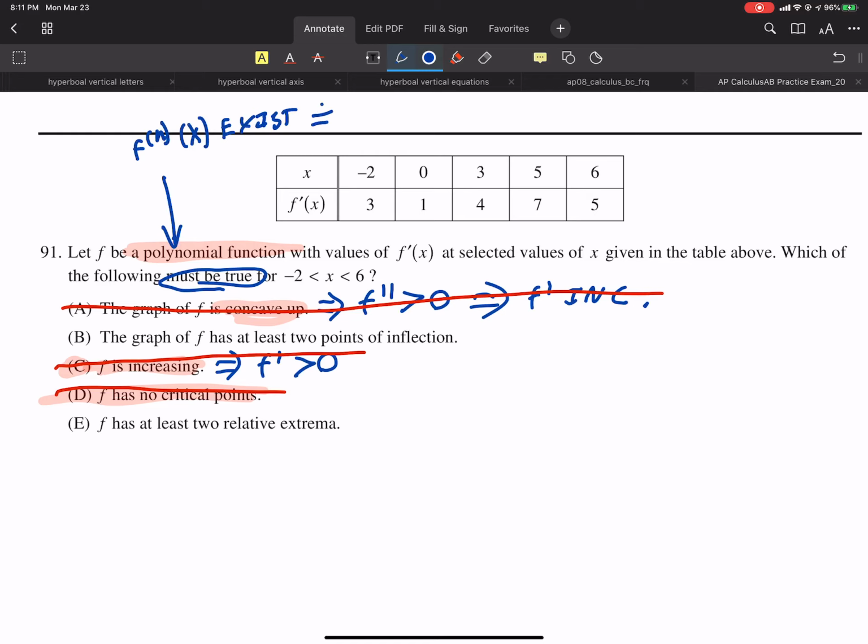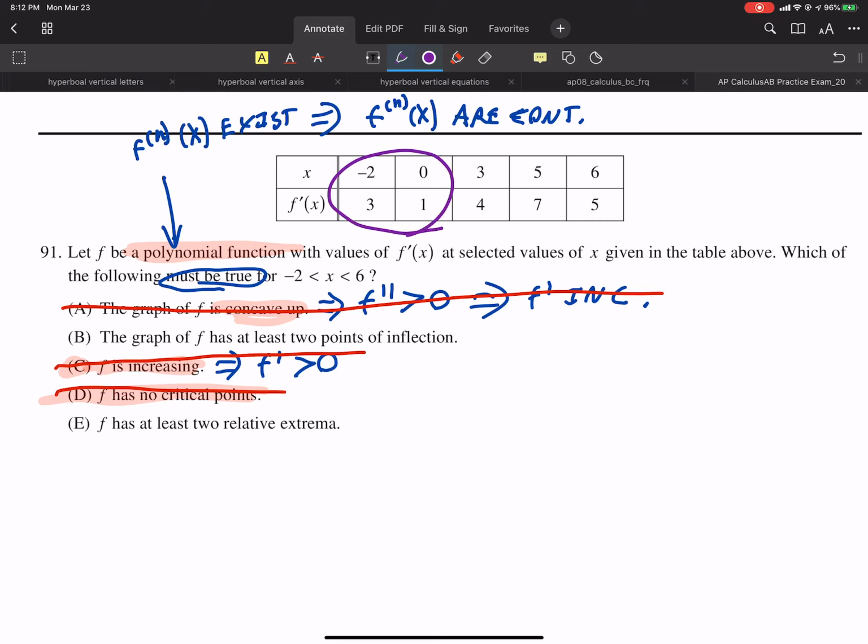And if the derivative exists, that means f and all of its derivatives are continuous. So if we have continuity and differentiability, we know that the mean value theorem applies. So here's what we're going to do. I'll do it in purple.